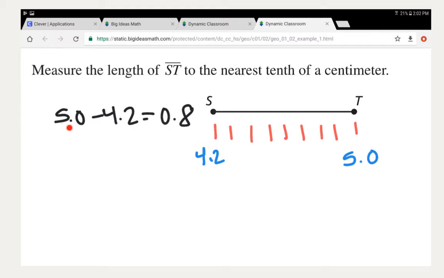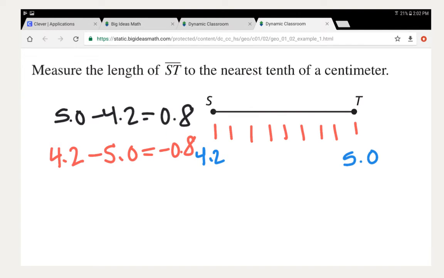How did I know to put the 5.0 first and the 4.2 second? What if I had done it the other way around? What if I said 4.2 minus 5.0? What do I get then? Well, then I get negative 0.8. The difference between switching the numbers this way or having them this way is that one of them is negative and the other is positive, but notice they're the same number, except, like I said, one's positive, one's negative.